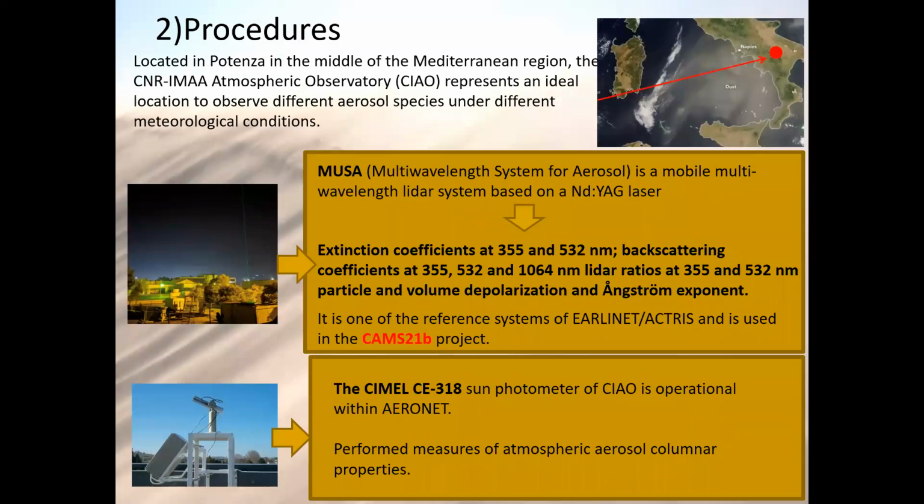Located in Potenza, in the middle of the Mediterranean region, the CNR-IMAA Atmospheric Observatory represents an ideal location to observe different aerosol species under different meteorological conditions. MUSA is a mobile multi-wavelength LiDAR system based on an Nd:YAG laser. It performs measurements of extinction coefficient, backscattering coefficient, LiDAR ratio, particle and volume depolarization, and Angstrom exponent. It is one of the reference systems of EARLINET-ACTRIS and is used in the CAMS 21B project. The sun photometer of CIMEL is operational within AERONET and performs measurements of atmospheric aerosol columnar properties.